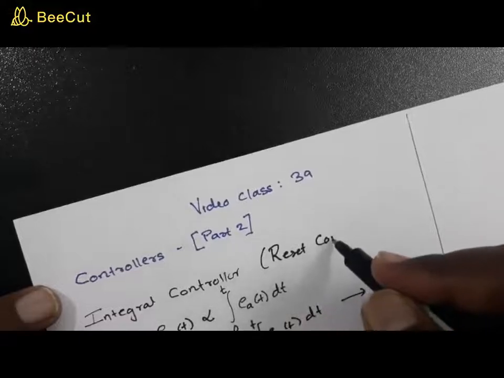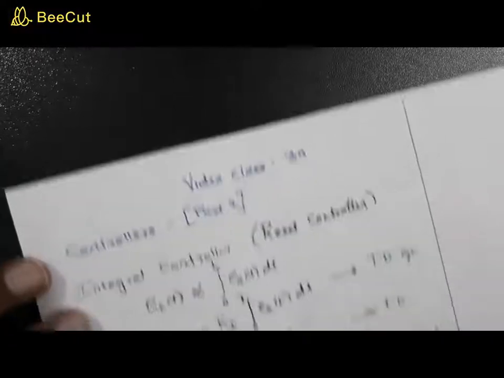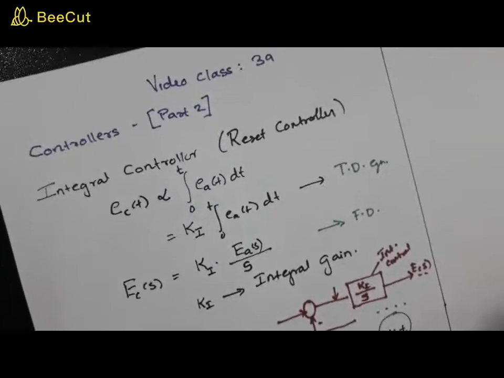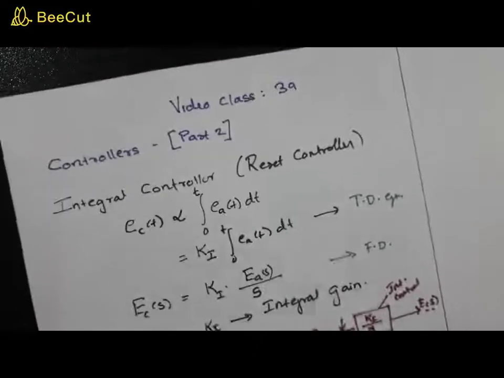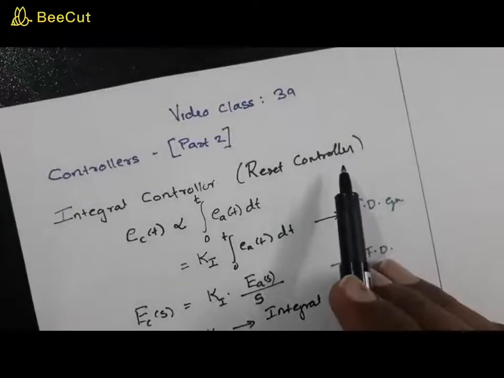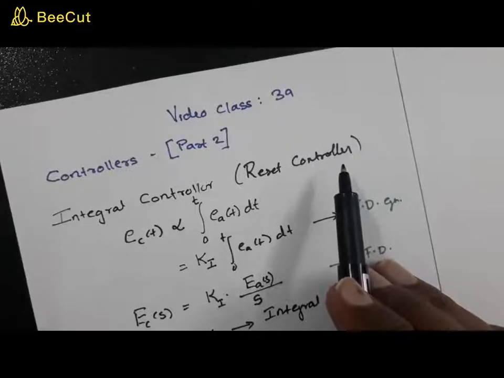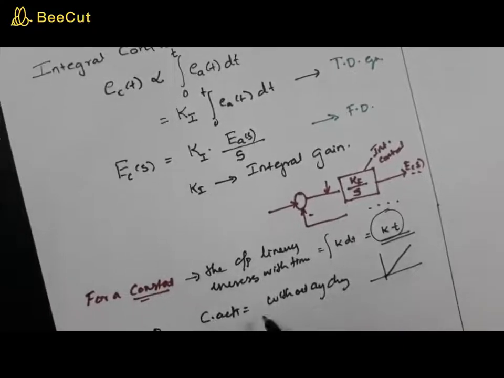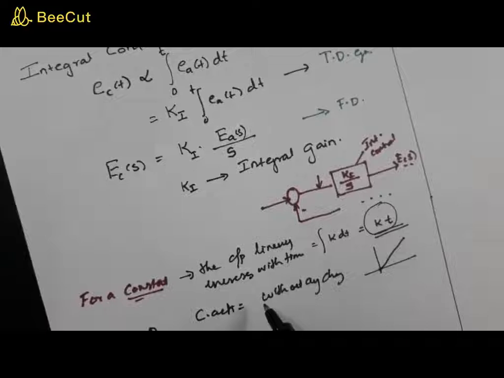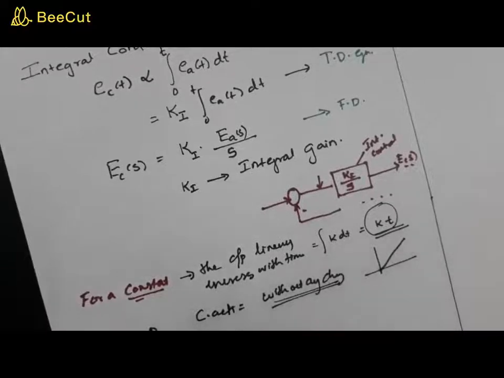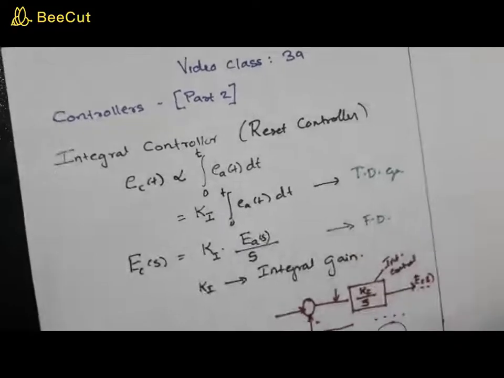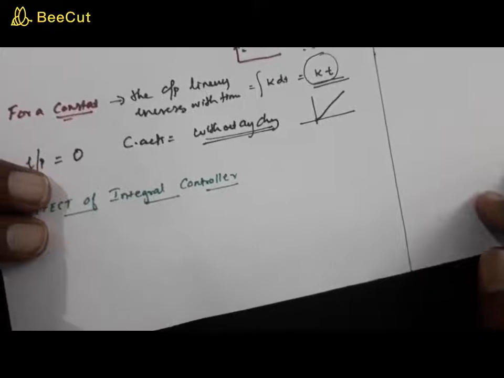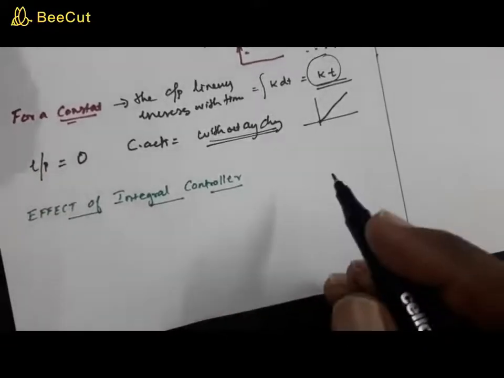So this type of controller is also called a reset controller. We have already studied that a differential controller can be called a rate controller. Well, this integral controller is called a reset controller. It's because of this: when the input is equal to 0, the control action remains stationary or without any change. Due to this fact, this controller is also called a reset controller.